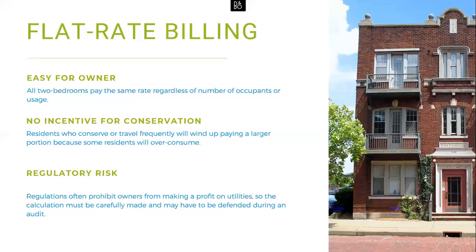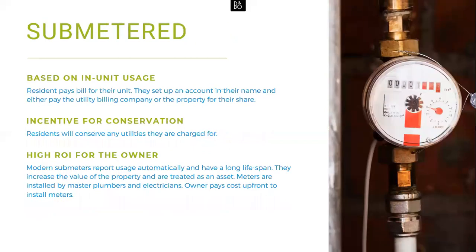So let's talk about the next scenario. I believe in utility billing. I believe in billing back to our residents, and I believe in conservation. What is my third option? So sub-metering, where it's possible, is an excellent option. Now you say where it's possible. Let's talk about that a little bit. Why would it not be possible?